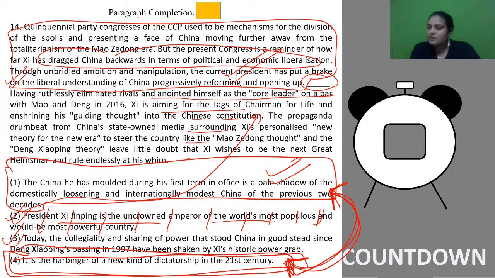Yes? Tiwari, is it clear to you now? Let me know. If it is not clear, we'll come back to it. Okay. And somebody please tell me the meaning of the word quinquennial. All right? Quinquennial. What does this mean?